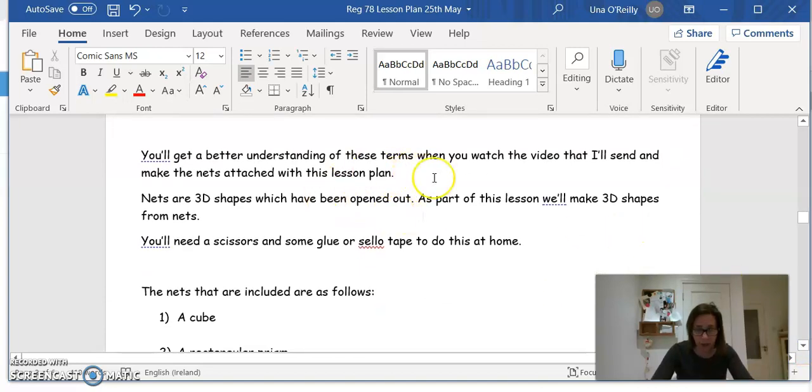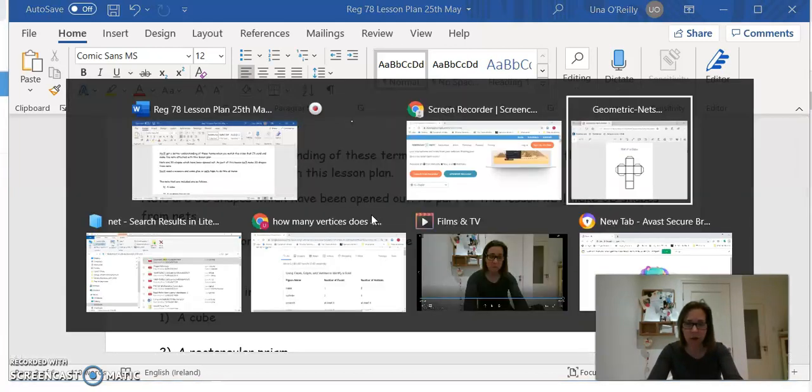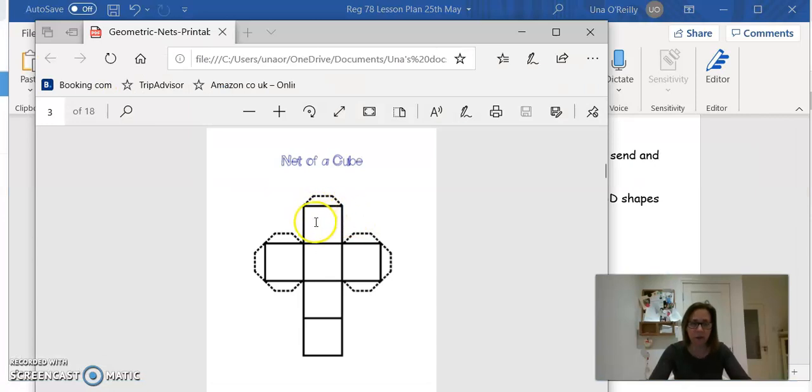You are hopefully getting a better understanding of what they mean by watching this video, and then when you make the nets, that will really help. Nets are 3D shapes. Let me just flick over here. Here's a net of a cube. So that's actually this shape, opened out flat.